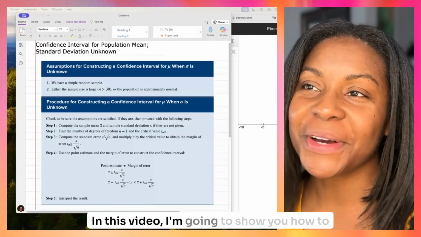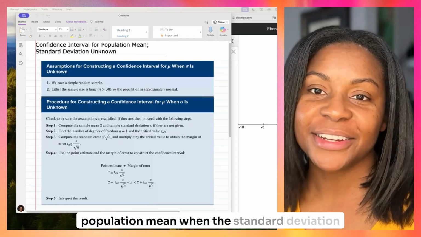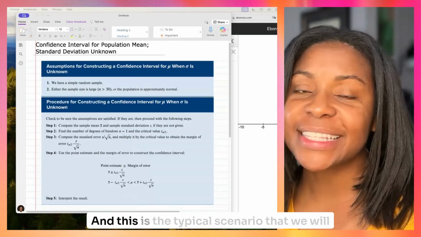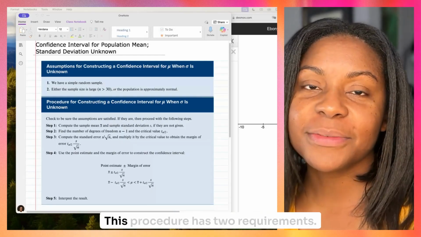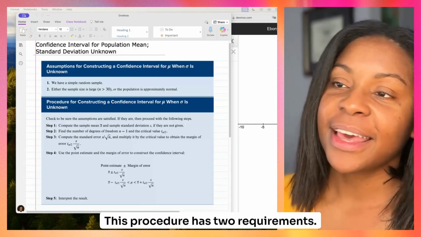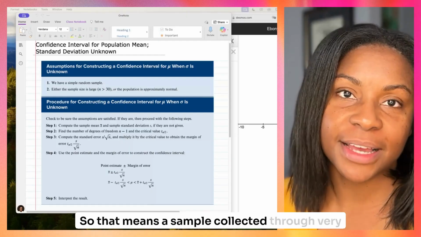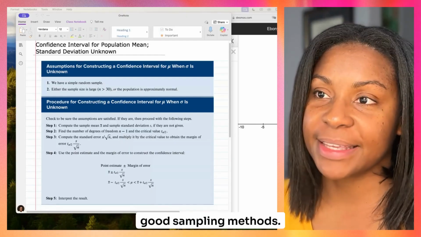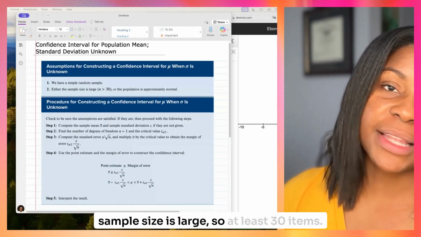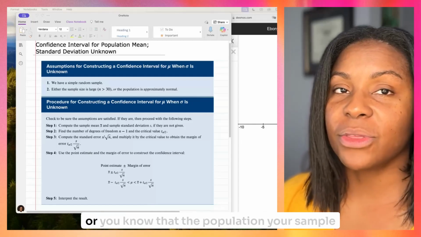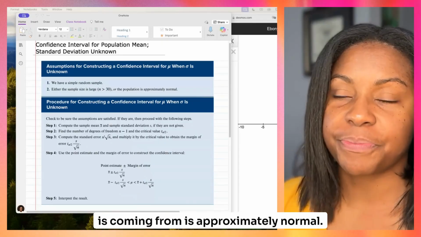In this video, I'm going to show you how to compute a confidence interval for a population mean when the standard deviation is unknown, and this is the typical scenario that we will be in. This procedure has two requirements. The first requirement is that you have a good, simple, random sample. So that means a sample collected through very good sampling methods. And then your second requirement is that your sample size is large, so at least 30 items, or you know that the population your sample is coming from is approximately normal.